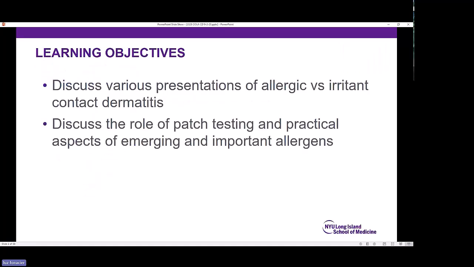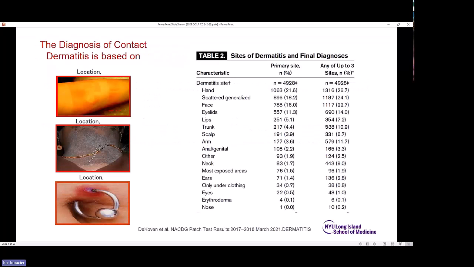So our learning objectives are to discuss the various presentations of allergic contact dermatitis as against irritant contact dermatitis, and of course the role of patch testing and the practical aspects of emerging and important allergens. We know that the diagnosis of contact dermatitis is really based on location, location. This is the latest publication of the North American Contact Dermatitis Group, probably the biggest group that gathers information about contact dermatitis and patch testing.